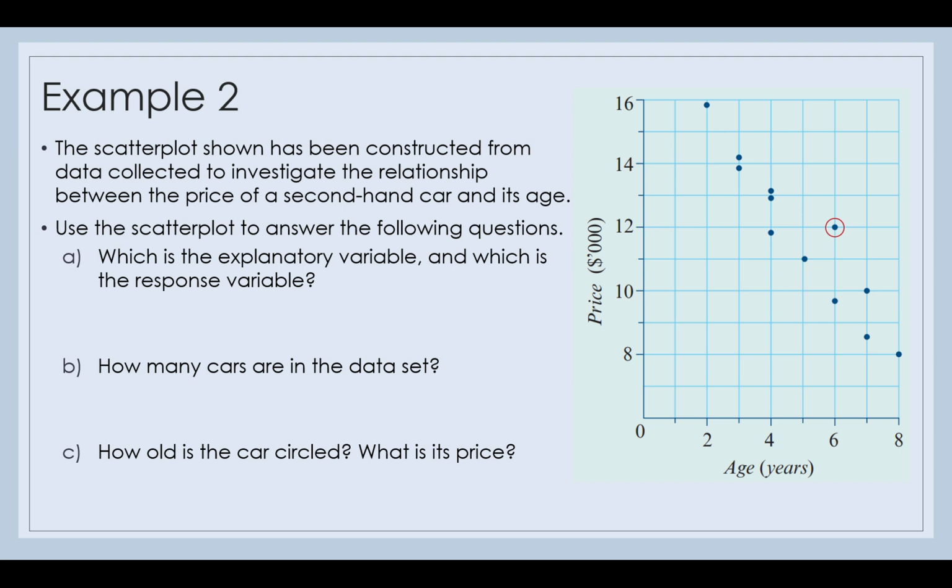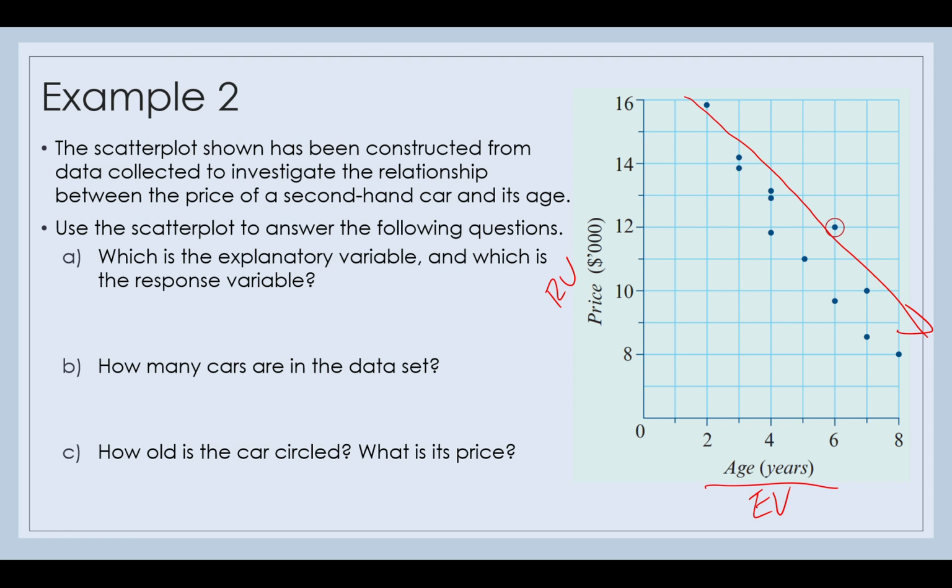Here's our next example. The scatterplot shown was constructed from data collected to investigate the relationship between the price of a second-hand car and its age. So what we can see is, as it is getting older, here is my EV, just to reinforce that, and here is my response variable. As the car is getting older, generally speaking, what we can see is that the dots are going downwards. I didn't draw that perfectly.